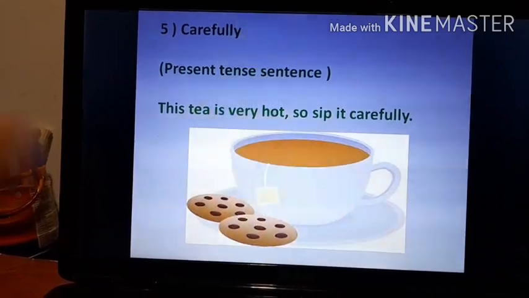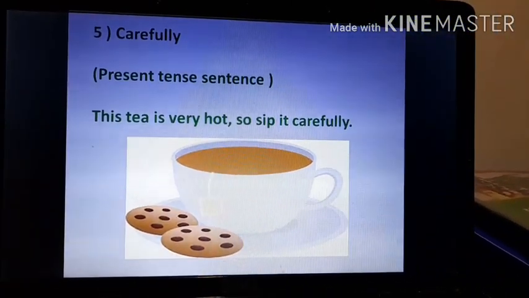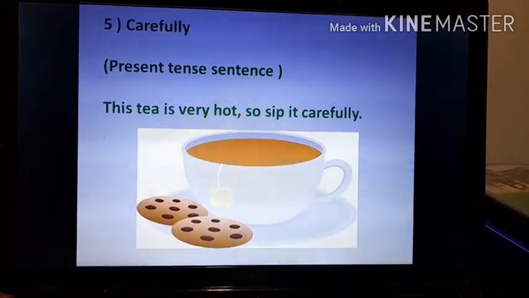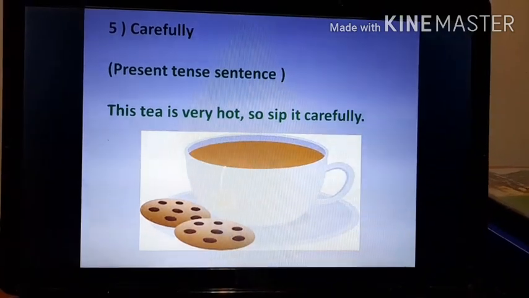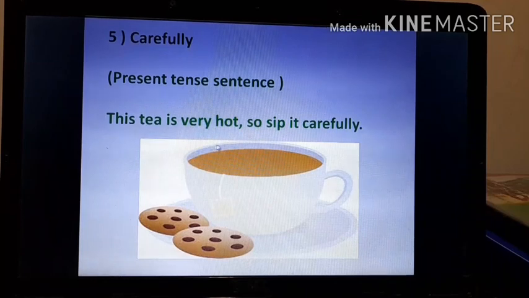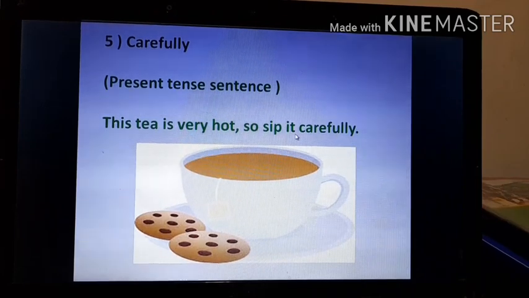As the action or the event is happening now, that's why it is a present tense sentence. And the sentence is, this tea is very hot, so sip it carefully.